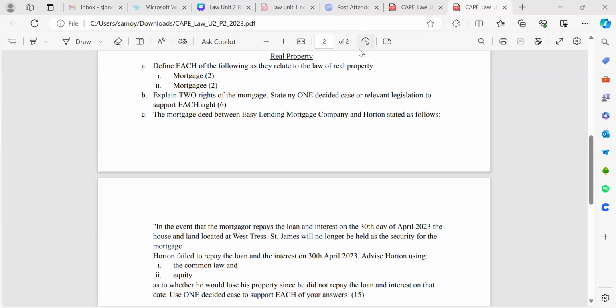It's an agreement between the mortgagor and the mortgagee to use land or anything as security for a loan. Okay. But the mortgage is not the agreement itself. The agreement has its own name. The mortgage is the security. The mortgage is your interest in the property that you're giving for something in return.